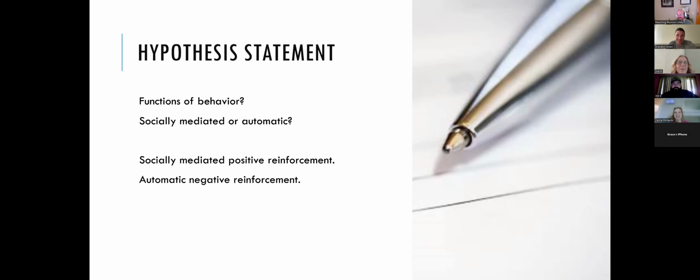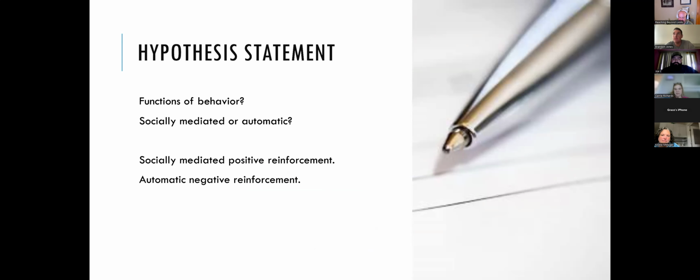All right, let's go. So the hypothesis statement, guys. Anything else to add about the hypothesis statement? Do we understand what we're doing here? Based on this information, we're going to develop treatment strategies based on the function behind the behavior. Socially mediated, automatic, positive, and negative. What function do you think would be easier to work on? A socially mediated behavior or an automatic behavior?